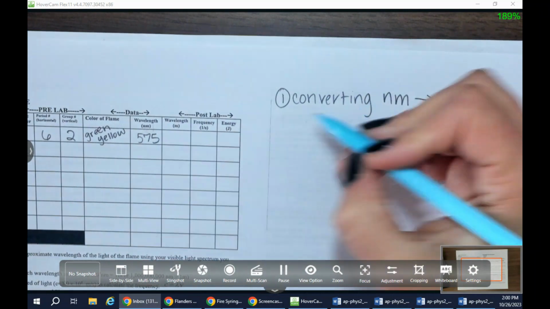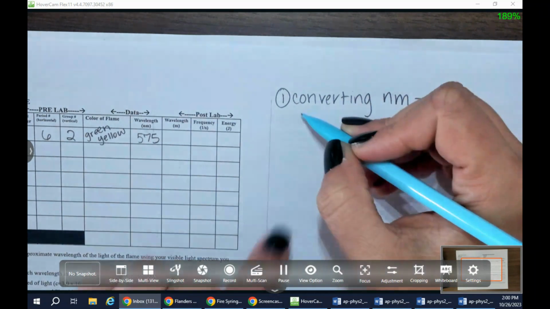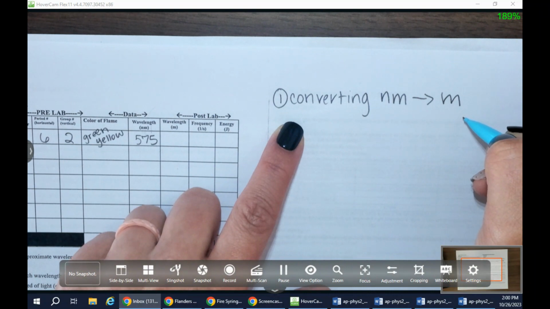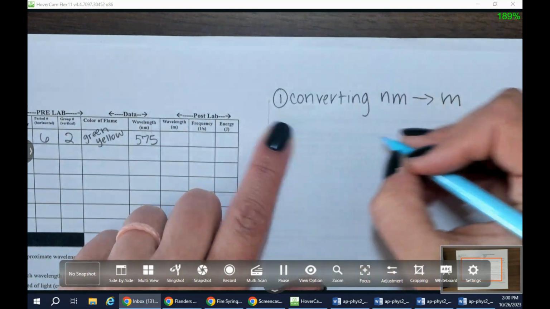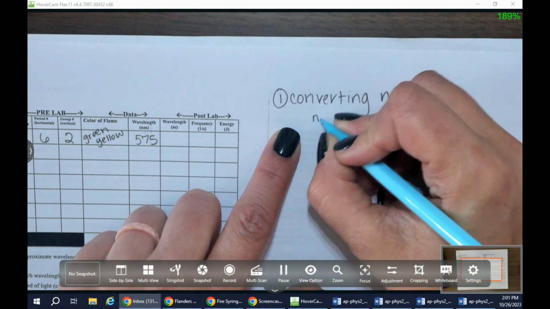So in your journal, you might write that. It's going to be part of your lab report, and that way you can go back and look at it later too, right? So converting nanometers to meters. With dimensional analysis, I'm going to write it. You don't have to write this part, you can just watch this part.